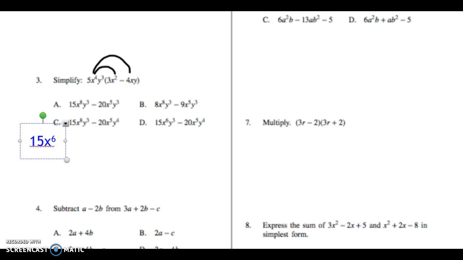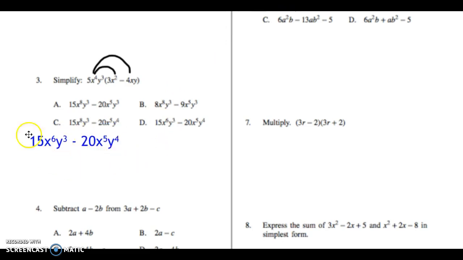Remember, we add exponents when we're multiplying. And then y to the 3rd times, well, there's no y's there. We're just going to call that y to the 3rd power. For the next multiplication, we have 5x to the 4th, y to the 3rd, times negative 4xy. So 5 times negative 4, that's negative 20. X to the 4th times x should give us x to the power of 5. And then y to the 3rd times y, well, there's 3 y's times 1 y. That should give us 4 y's. So that's y to the 4th.